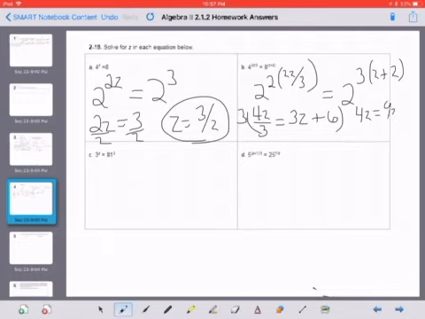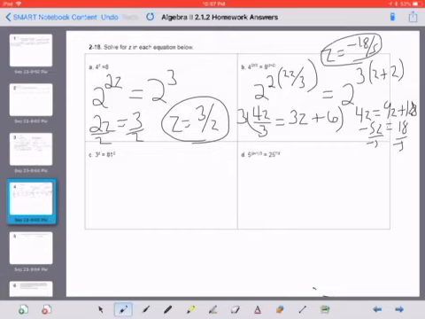equals 9z plus 18. Sorry, not 12, 18. So I subtract 9z from both sides, I end up with negative 5z equals 18, so I divide by negative 5. So in this problem, I'm going to write it up here, z equals negative 18 over 5.